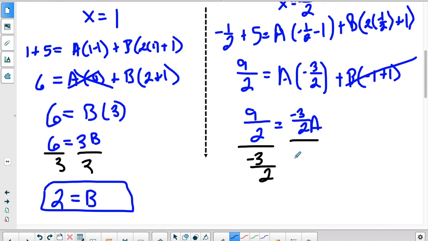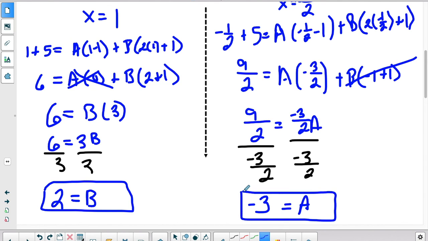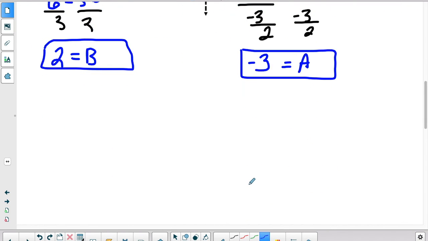So if we divide both sides by negative 3/2, on our right side we're going to get a. On our left side, we will get negative 3. So the value of a is negative 3. Our value of b is 2.